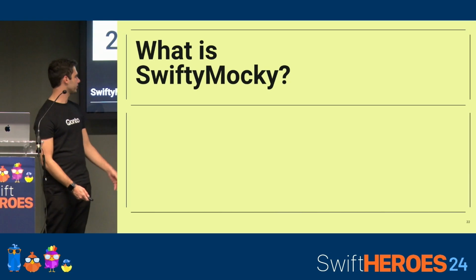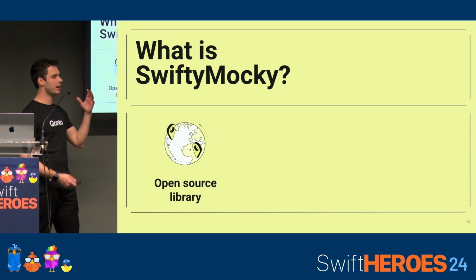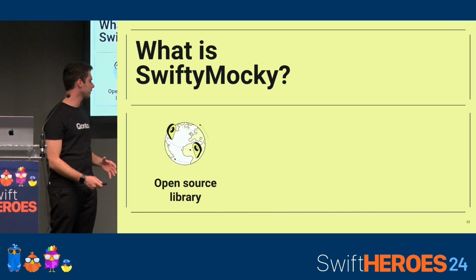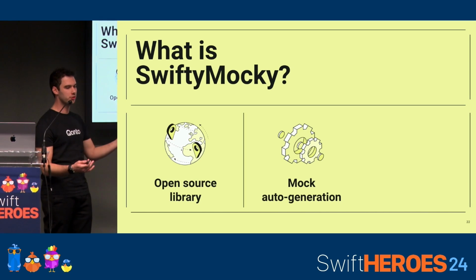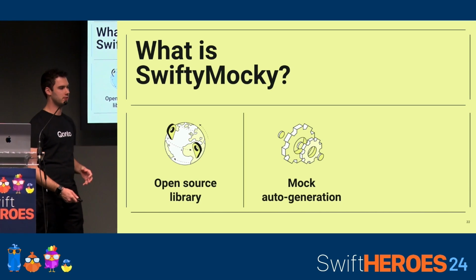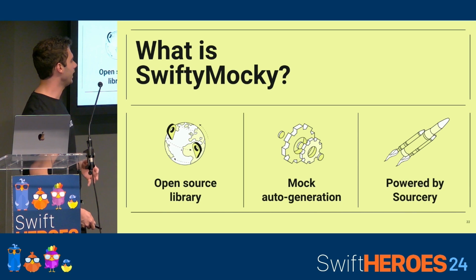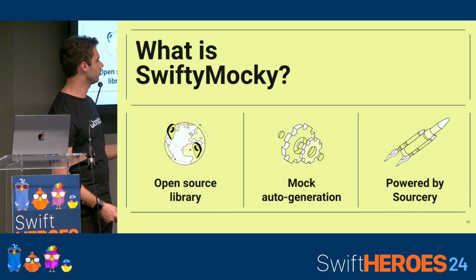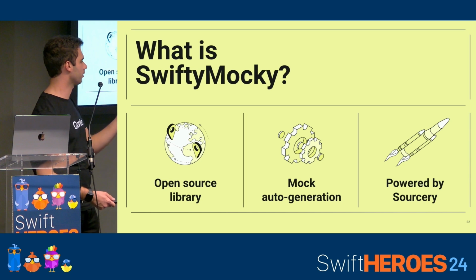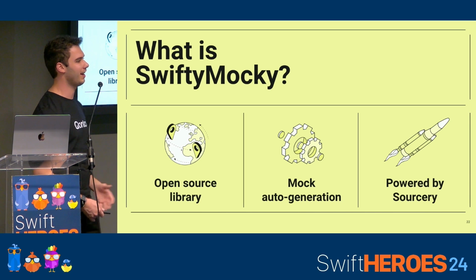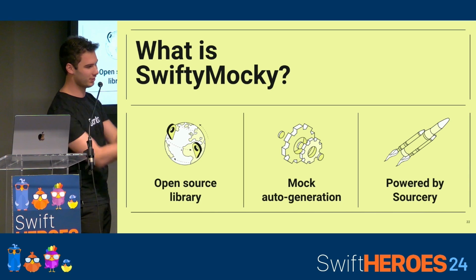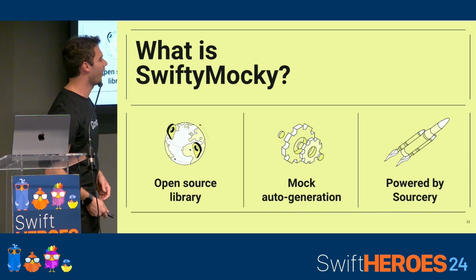So what is SwiftyMocky? SwiftyMocky is an amazing open source library that allows you to auto-generate mocks for your dependencies in your unit tests. And it is powered by Sourcery, which is the most famous code generation tool available. So thank you, Christoph. We should give him a round of applause because of his amazing work.